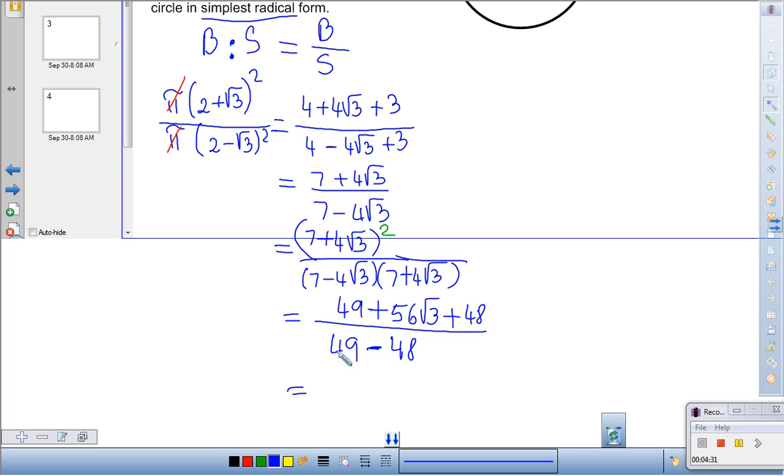We do notice in the denominator that we are left with 1, so the ratio of the bigger circle to the smaller circle equals 49 plus 48 is 97 plus 56 radical 3. And that is the answer to our question.